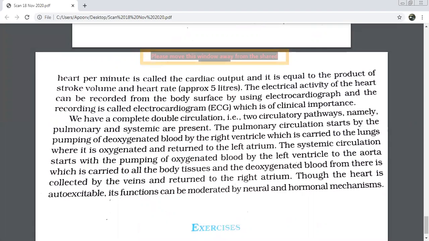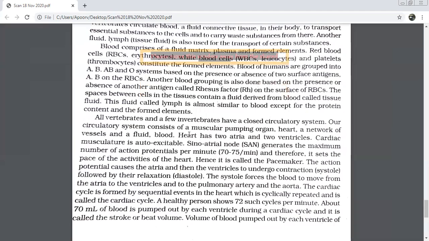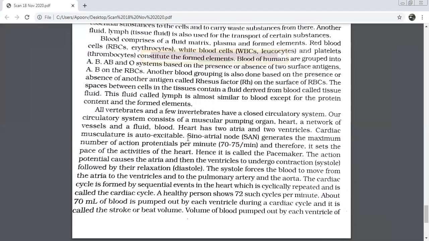Good. The space between the cells in the tissues contains a fluid derived from the blood called as? Tissue fluid, lymph. Yes. This fluid, which is called lymph, is similar to the blood except for dash content. Which content? Proteins and formed elements. So let's read this paragraph now.